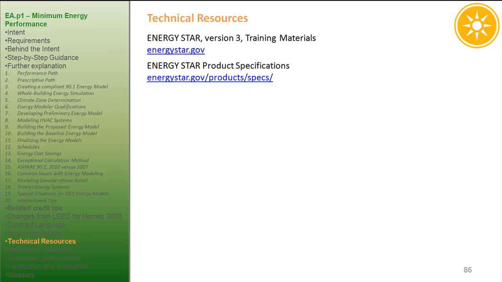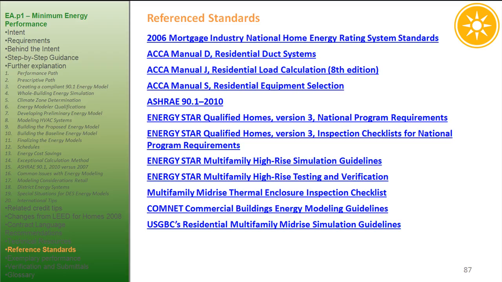EnergyStar.gov. Energy Star product specifications. EnergyStar.gov web link. Referenced standards. 2006 Mortgage Industry National Home Energy Rating System Standards. ACCA Manual D, Residential Duct Systems. ACCA Manual J, Residential Load Calculation, 8th edition. ACCA Manual S, Residential Equipment Selection. ASHRAE 90.1-2010. Energy Star Qualified Homes, version 3, National Program Requirements.